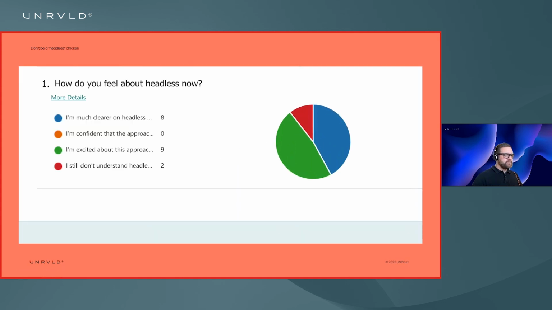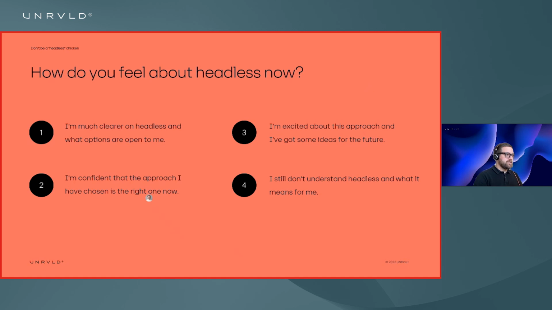The two responses that we've had, they're all coming through these same two. They're coming through as, I'm much clearer on headless and what options are open to me, so fantastic. And also I'm excited about this approach and I've got some ideas for the future.